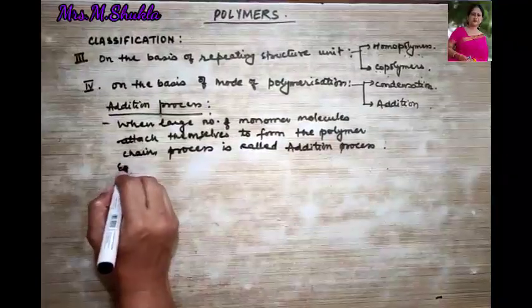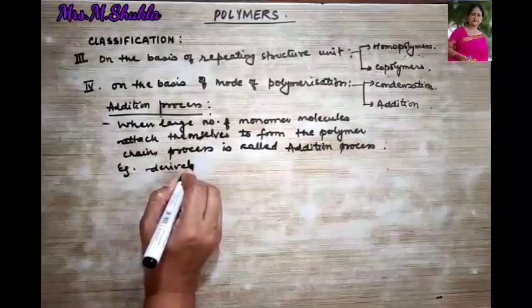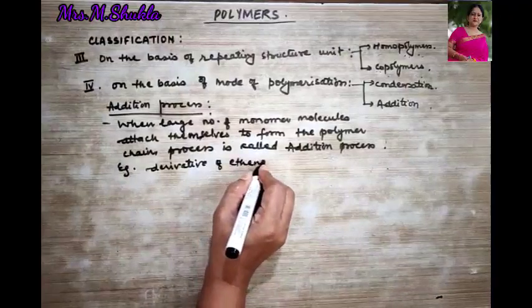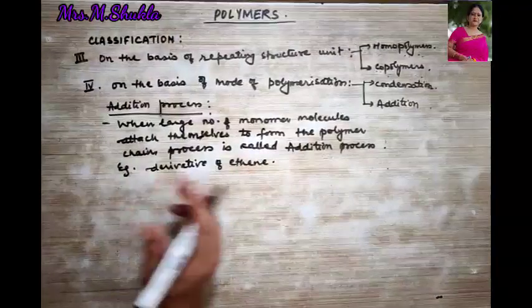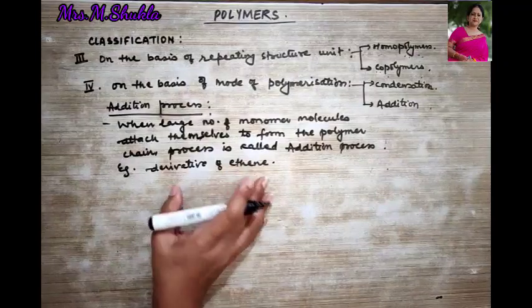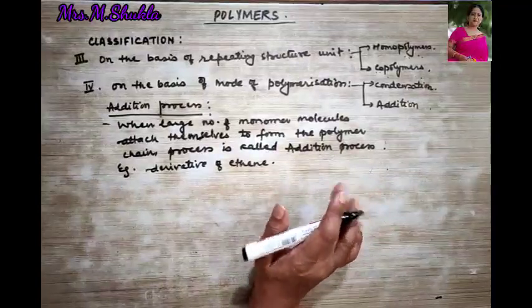So an example could be the derivative of ethene. Here the repeating unit is the same. So the process occurs through a chain mechanism over here. Okay, so I hope the addition process is very clear.